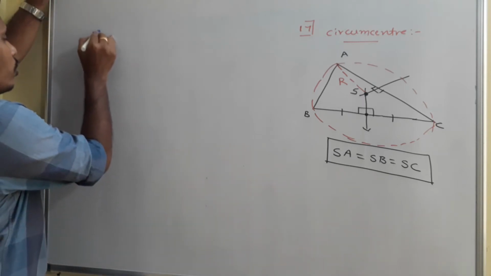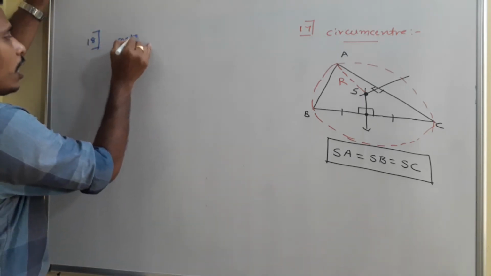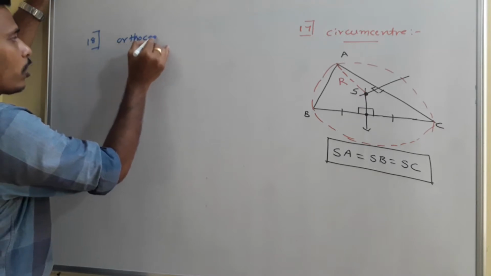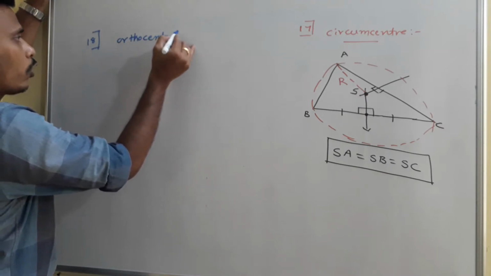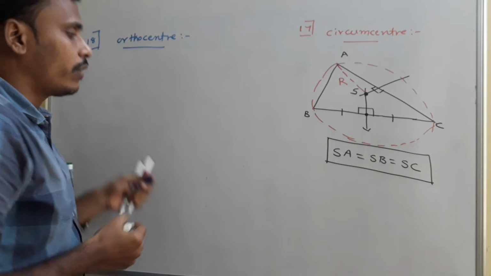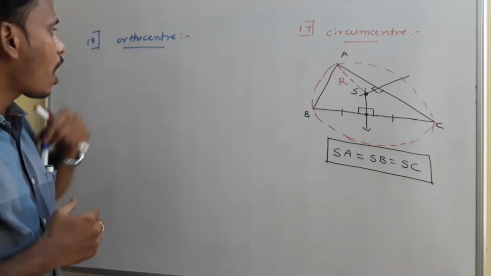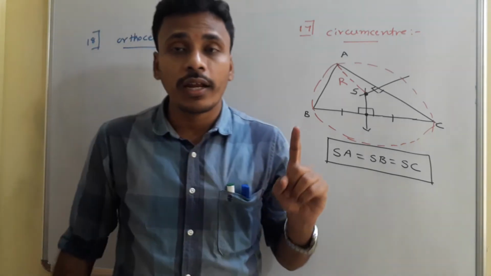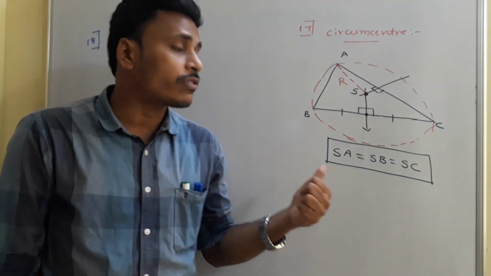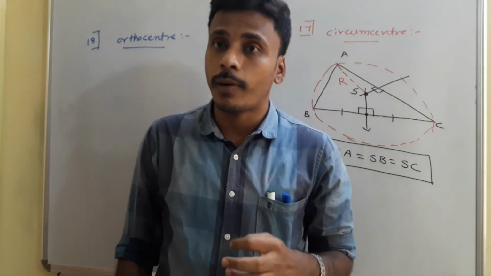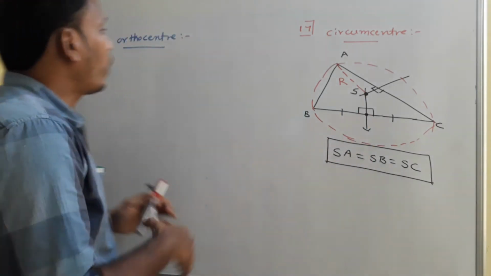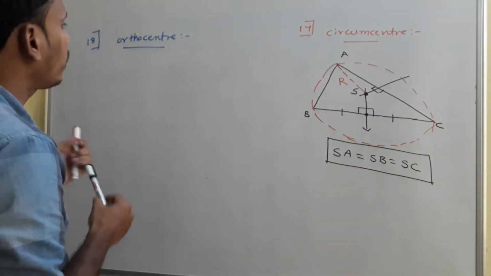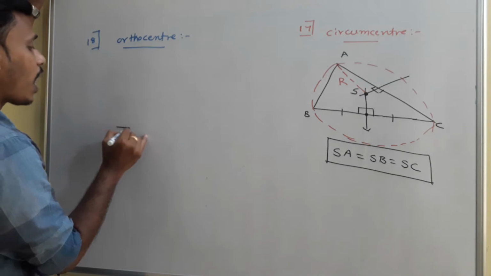Just recall the properties related to orthocenter, the definition of orthocenter which you learnt in the previous chapter and in the previous classes. Centroid is the point of concurrency of medians. Circumcenter is the point of concurrency of perpendicular bisectors. Whereas orthocenter is the point of concurrency of the altitudes.